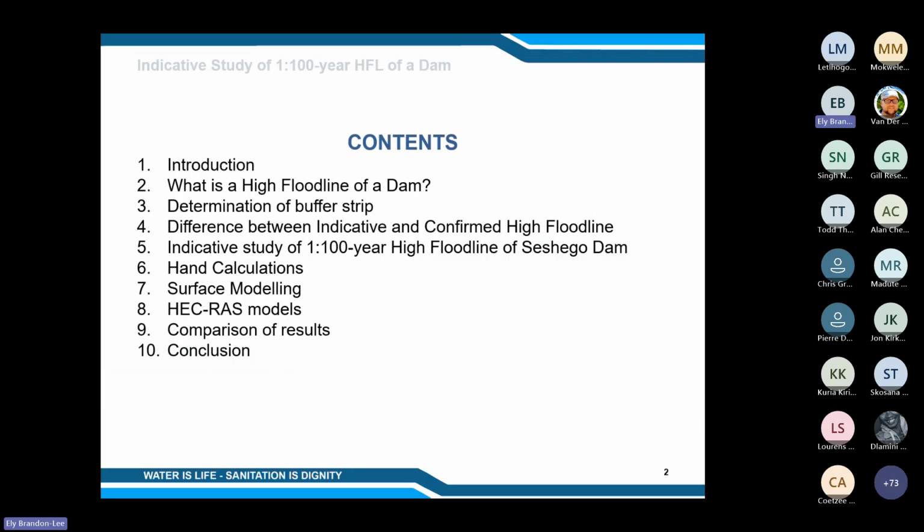Firstly, I will give an introduction to myself. Thereafter, I will explain what the high flood line is and why it is necessary to determine the high flood line of a dam. I will then explain how the buffer strip of a dam is determined from the high flood line. I will then discuss the difference between an indicative and a confirmed high flood line. Thereafter, I will present one of the high flood line studies I did, which was for Shishegu Dam, where I will discuss the hand calculations and HEC-RAS models that I used to determine the high flood line. I will then do a comparison of all the results I obtained and end with a conclusion.